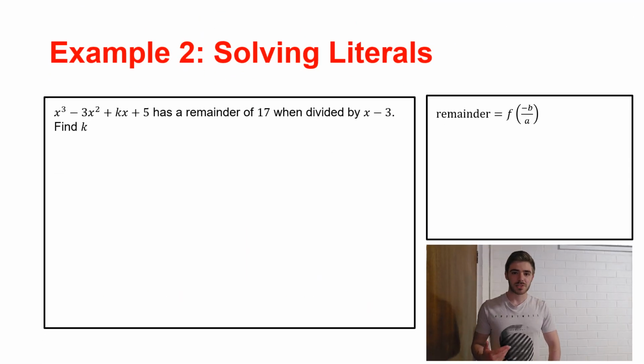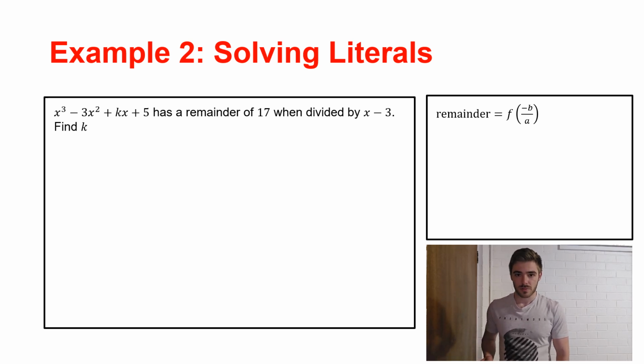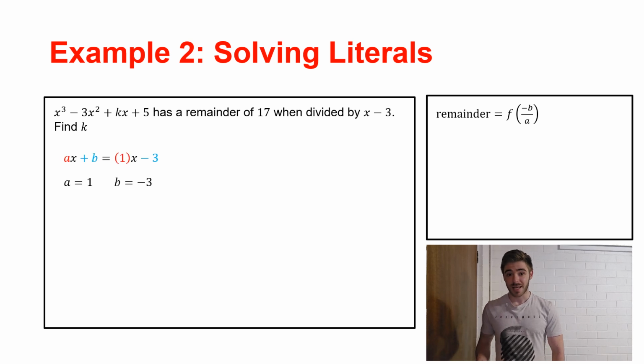Another common application of the remainder theorem is that it can be used to give you an equation for solving unknowns, like this example here, where we know that if we are dividing by x minus 3, the remainder after division is going to be 17. We solve this kind of question in a very similar way to how we solved the previous question. We're just going to start by identifying what is a and what is b, which in this case a is going to be 1, since the coefficient on the x is 1, and b is going to be negative 3, since our constant is negative 3.